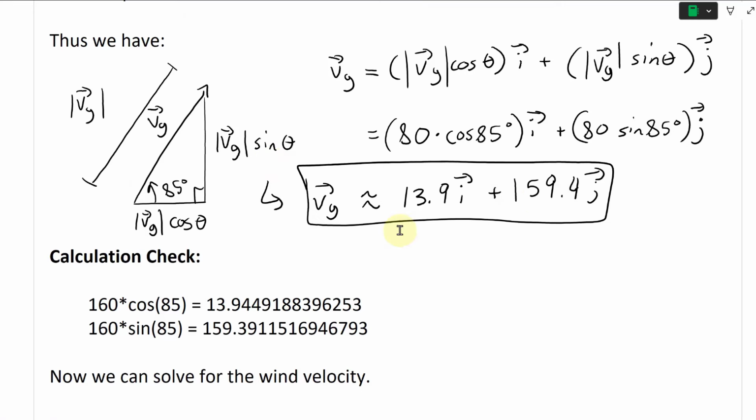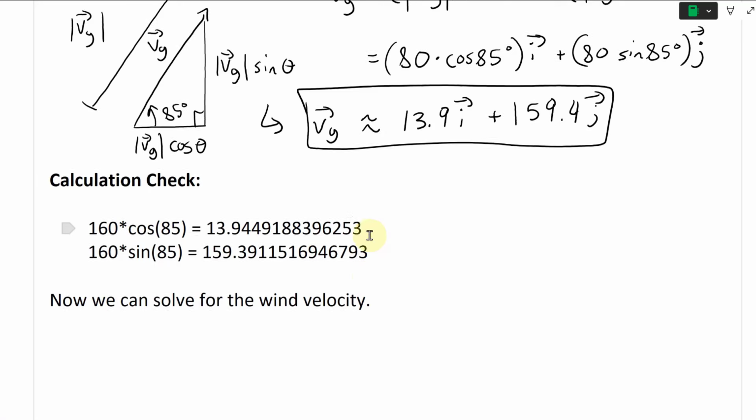Alright, so that's what we have there. Now we can do a quick calculation check. My OneNote has a built-in calculator, so you can just put 160 times cosine 85, and it's automatically in degrees, and it gives 13.94549, etc. And similarly for this one, 160 times sine 85 degrees gives 159.39, rounded up to 159.4.